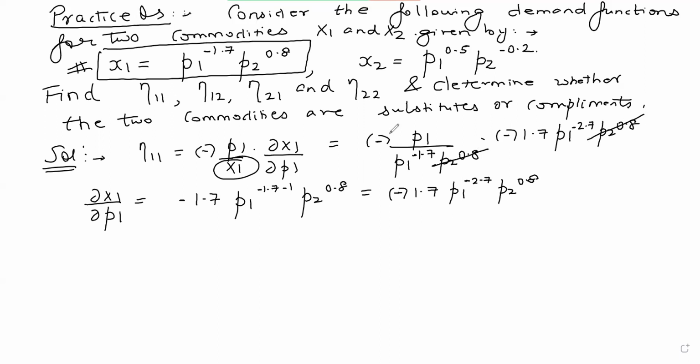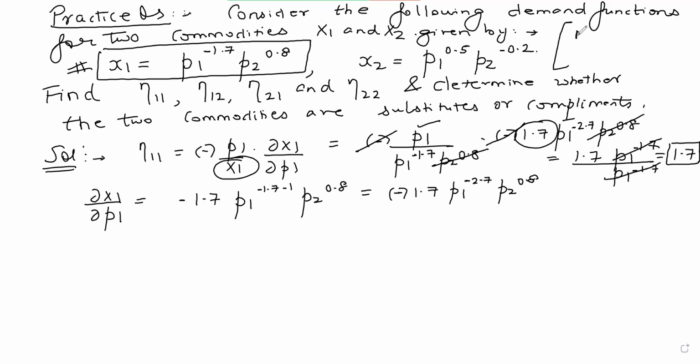This cancels, minus minus makes it plus. So I get 1.7. P1 and P1 to the power minus 2.7 makes it P1 to the power minus 1.7 over P1 to the power minus 1.7. This also cancels out. My answer is 1.7. So I can write here that eta 11 has come out as 1.7.